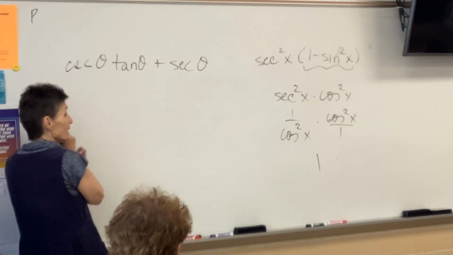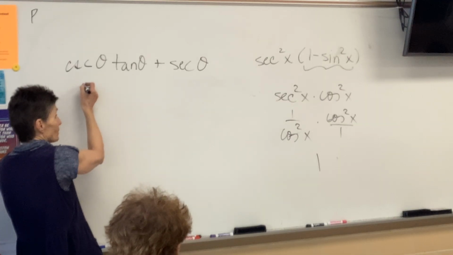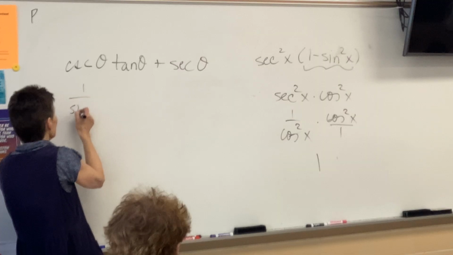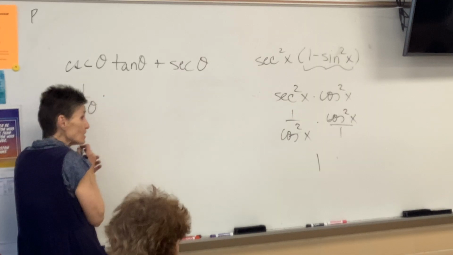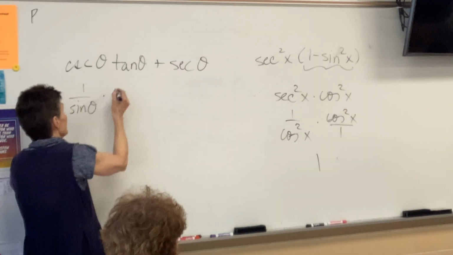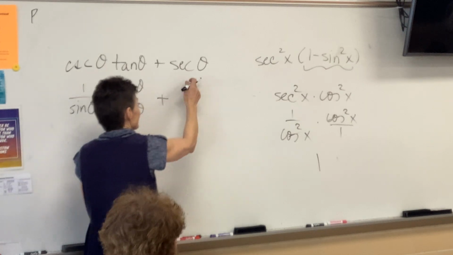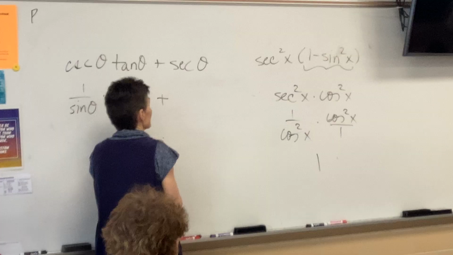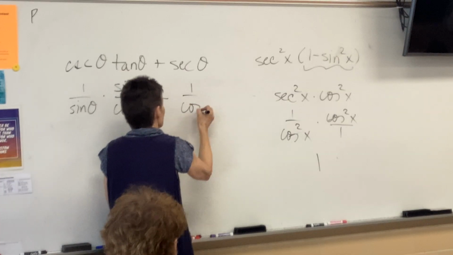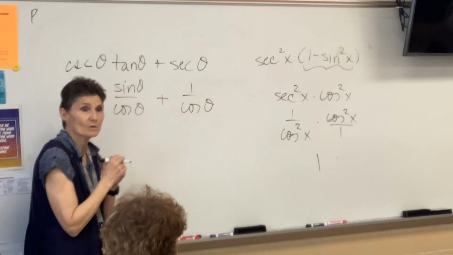So cosecant is 1 over sine. 1 over sine, very good. Tangent is sine over cosine. And then secant is 1 over cosine. So far, so good?